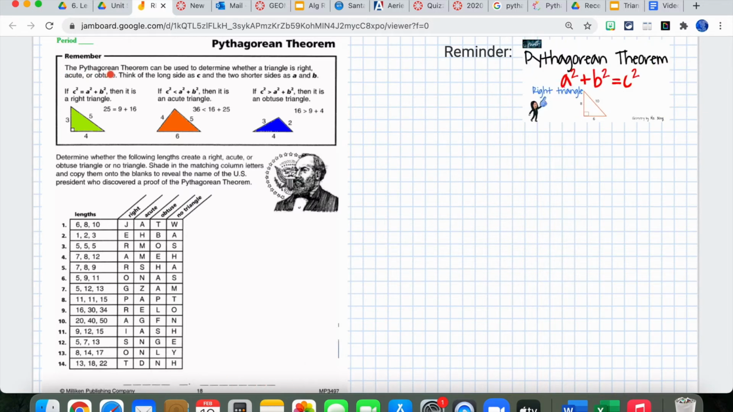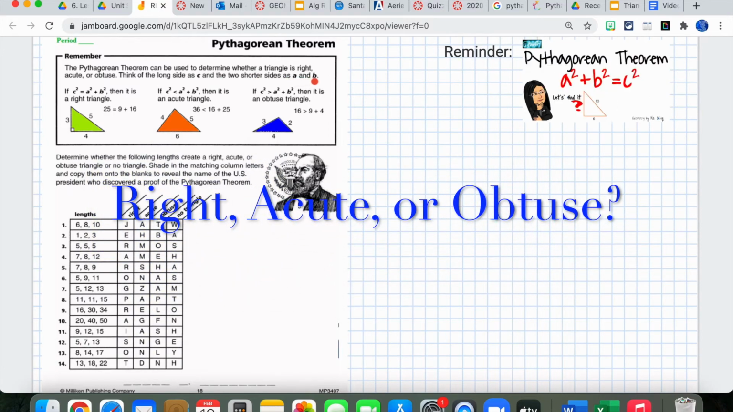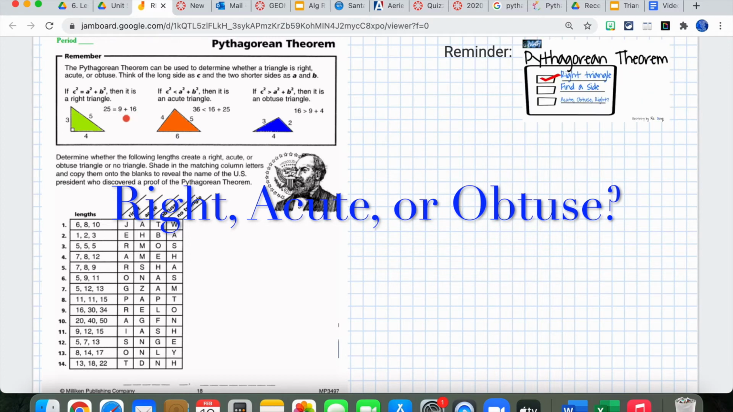The Pythagorean theorem can be used to determine whether a triangle is right, acute, or obtuse. Think of this long side as C and the two shorter sides as A and B. If C squared equals A squared plus B squared, then you have a right triangle. And the example is right here, where we have the side lengths of 3, 4, and 5. We applied it into the theorem here, and we get 25 on the left side equal to 9 plus 16, which is 25 on the right side. So then this is a right triangle.